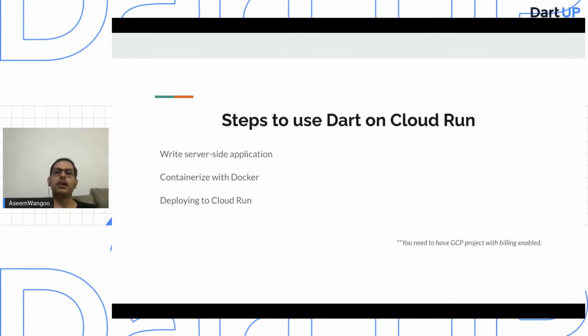Now let's see what are the steps to use Dart on Cloud Run. A prerequisite before these 3 steps is that you need to have a GCP project, meaning a Google Cloud Platform project with billing enabled. Now let's see step by step. The first step is we write the server-side application. The second step is we containerize that application with Docker. And finally, we deploy our container to Cloud Run. Let's see these steps in detail.